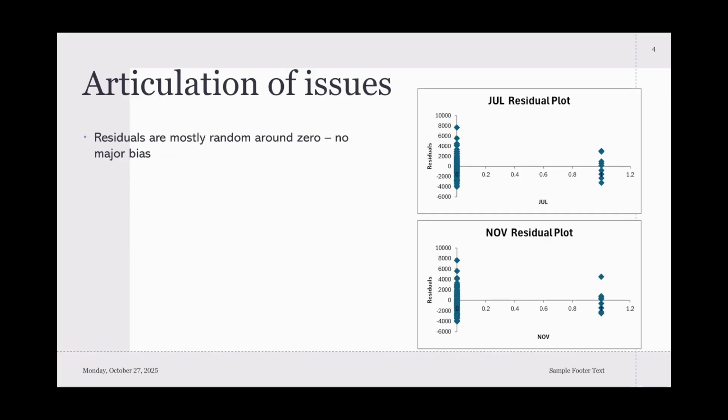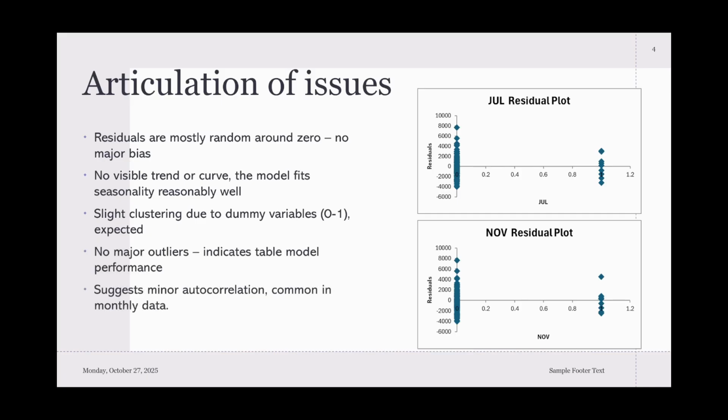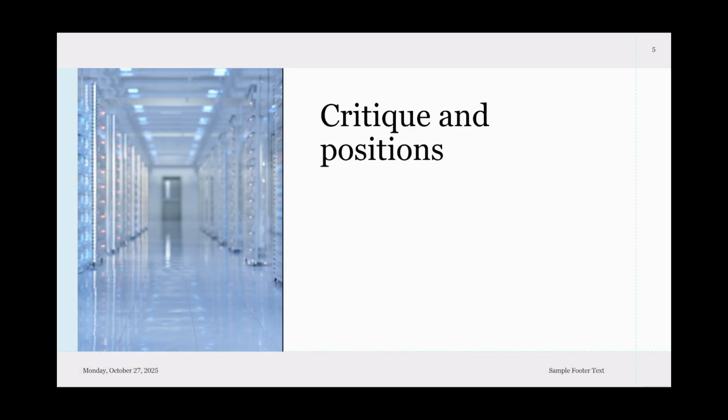These residuals are mostly scattered around 0, which means the model fits the trend and seasonal components really well. There's no strong pattern or curvature and no large outliers, indicating that there's no systemic bias in the model. The slight clustering of points around 0 and 1 is expected because of how dummy variables work. And overall, the residual plots confirm that the model performs reasonably well with only minor autocorrelation, which is common in monthly data.